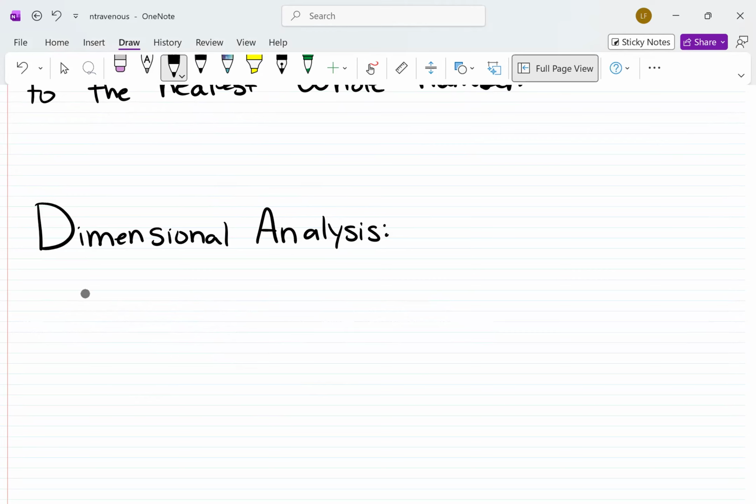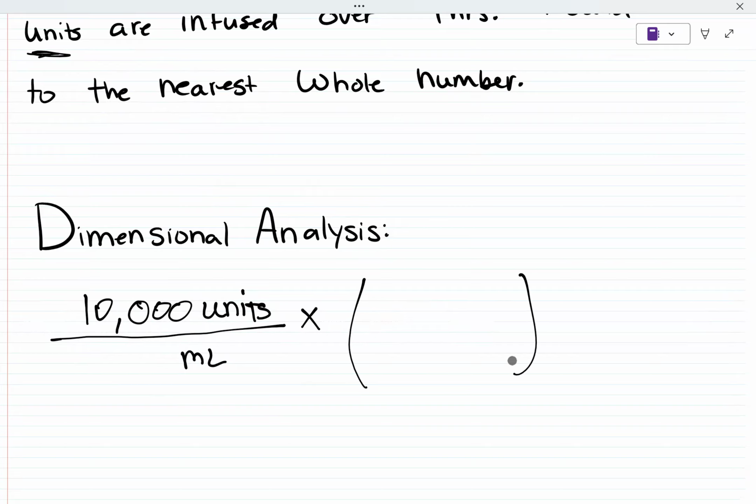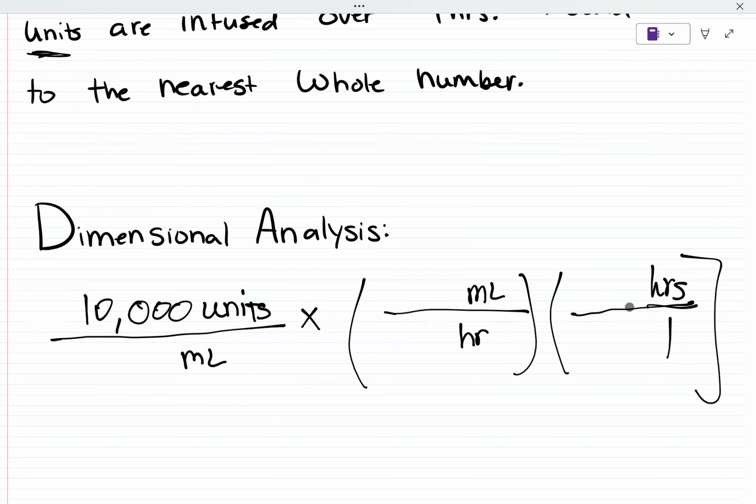So dimensional analysis, we start with 10,000 units. And then I guess I could put milliliters on the bottom. You see why. So milliliters on the bottom times, and then milliliters on the top, and then hours on the bottom times, and then I have to get rid of that hours. As you can see, everything else cancels. Under hours, you can put a 1. See, the milliliters disappear, the hours disappear. That's what we want.